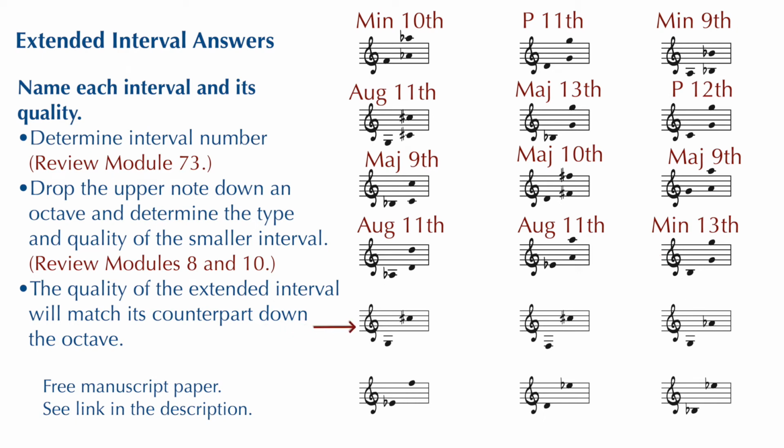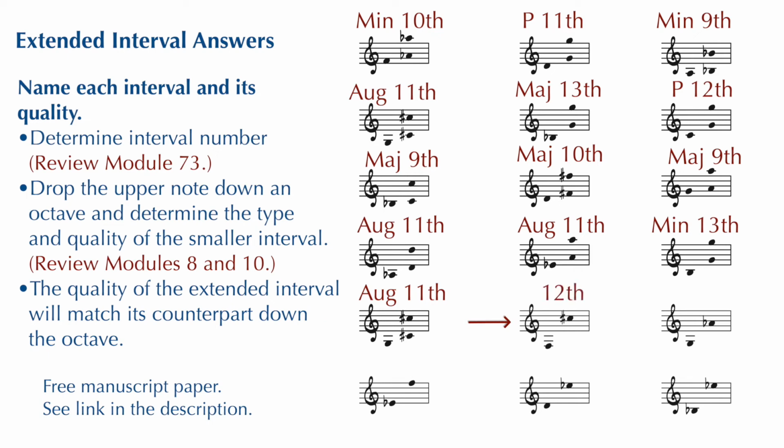Number 13, low G to third space C sharp. This is going to be some sort of 11th. Lower the C sharp an octave, and we have the interval of an augmented fourth, so the extended interval is an augmented 11th.